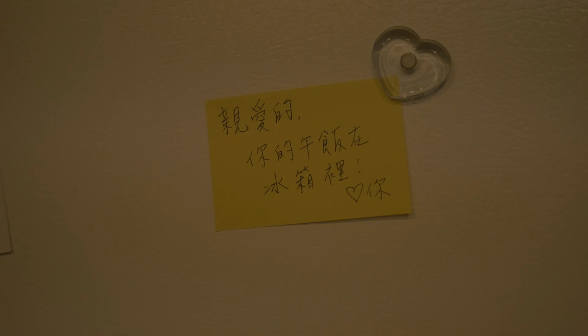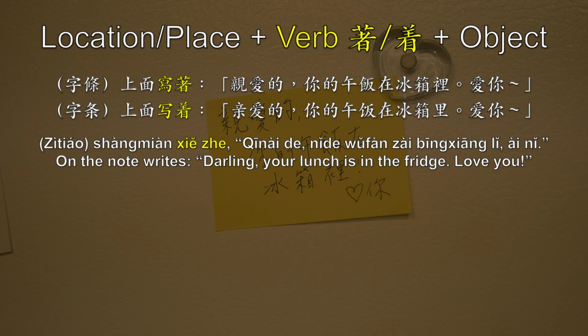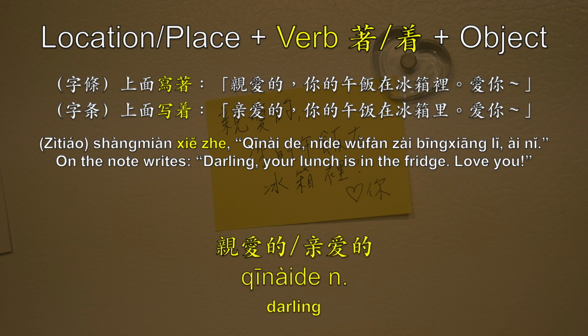字条上面写着，亲爱的，你的午饭在冰箱里，爱你。On the note writes, Darling, your lunch is in the fridge. Love you. 写 to write. 亲爱的, darling.